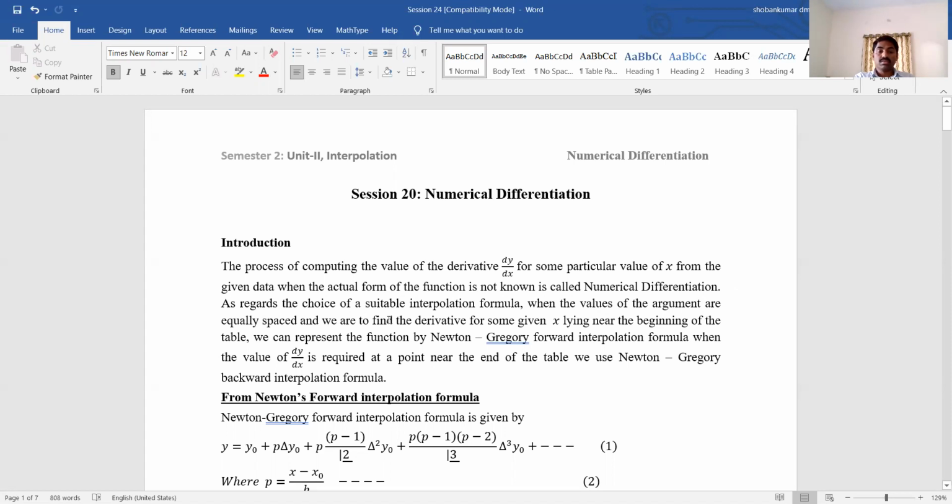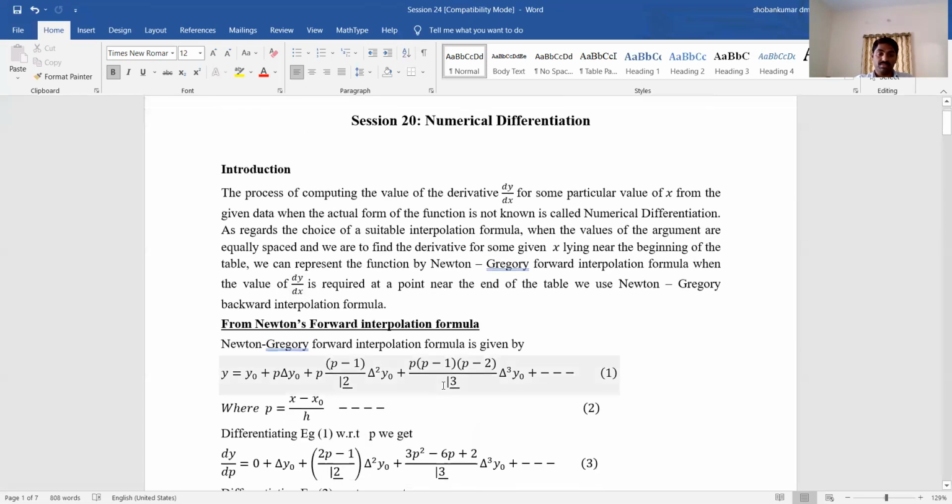As regards the choice of a suitable interpolation formula, when the values of the argument are equally spaced and we have to find the derivative for some given value lying near the beginning of the table, we can represent the function by the Newton-Gregory forward interpolation formula. When the value of dy by dx is required at a point near the end of the table, we use the Newton-Gregory backward interpolation formula.